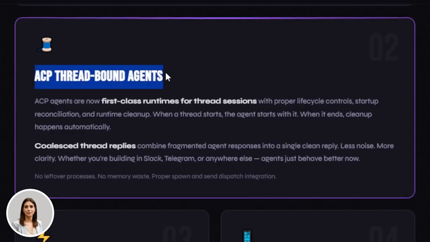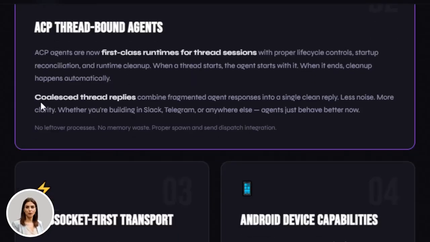Next up is ACP Threadbound Agents. Threadbound means the agent is tied directly to a conversation thread. This update makes ACP agents first-class runtimes for thread sessions, with proper lifecycle controls, startup reconciliation, and runtime cleanup. When a thread starts, the agent starts with it. When the thread ends, the agent cleans up properly. No leftover processes, no memory waste.